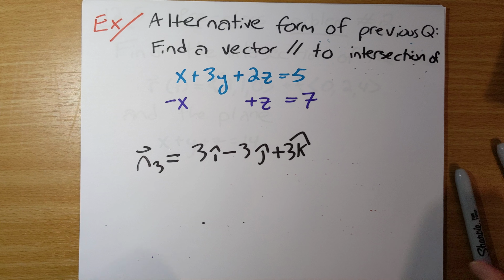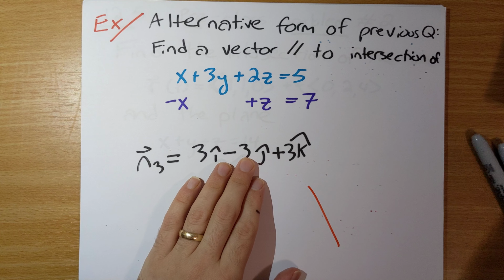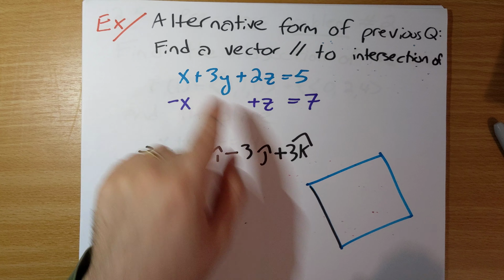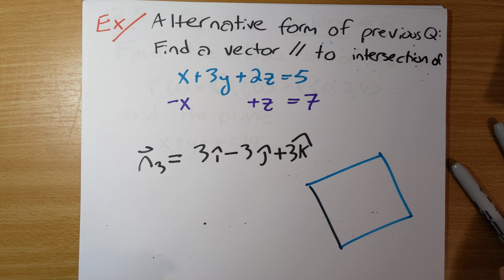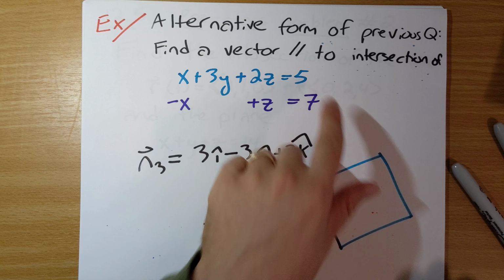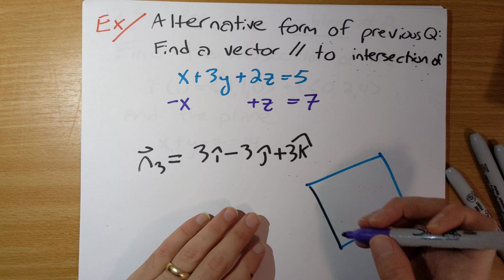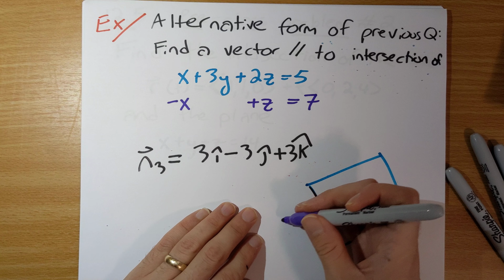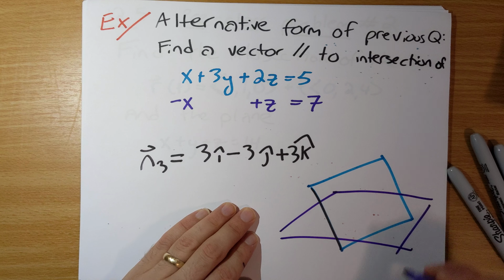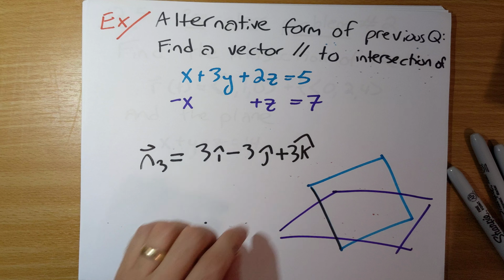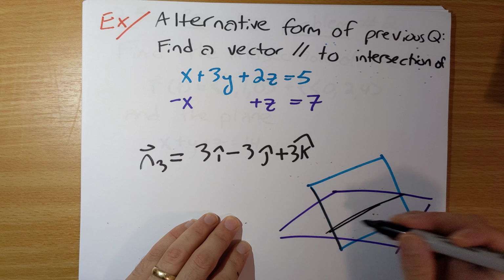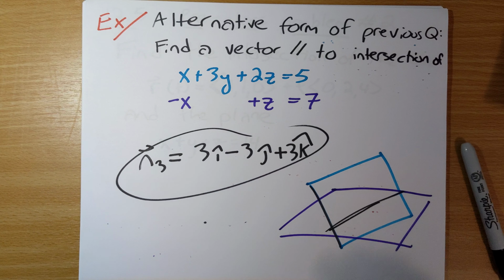So the picture is kind of like, let me color code here. Here is the plane x plus 3y plus 2z is equal to 5. Here is a second plane here, negative x plus z is equal to 7. There is some line of intersection that they have here that's parallel to it.